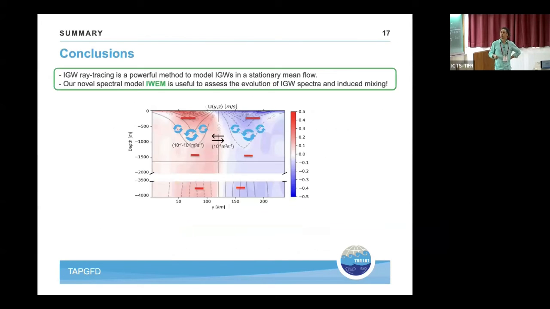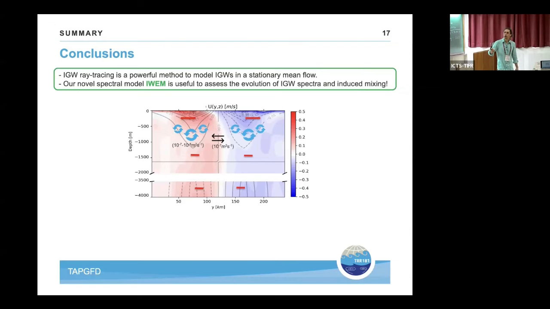So let me wrap up. Internal gravity wave ray tracing is a powerful method to model internal gravity waves in a stationary mean flow. If we have a barotropic eddy field, I showed that we have an isotropization of the wave field in horizontal space. And if we have a baroclinic eddy field, then there is a diffusion along the cone if we are looking at big enough waves.